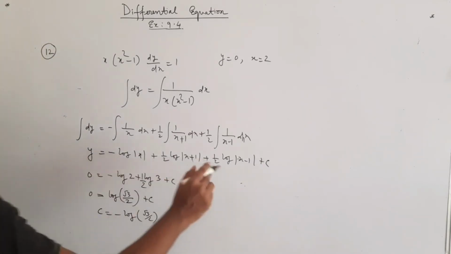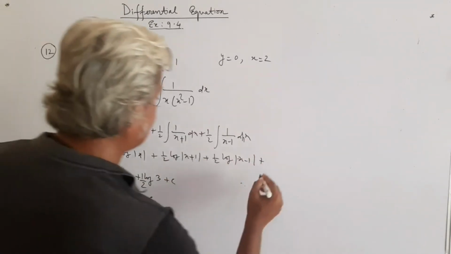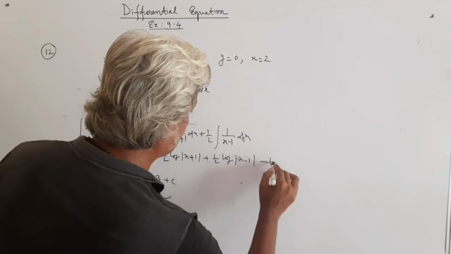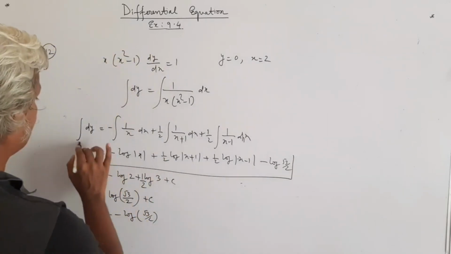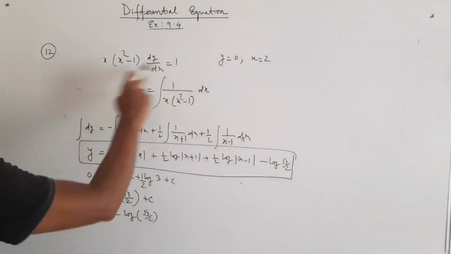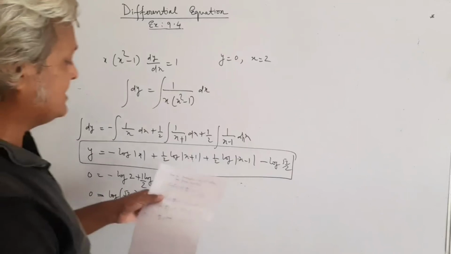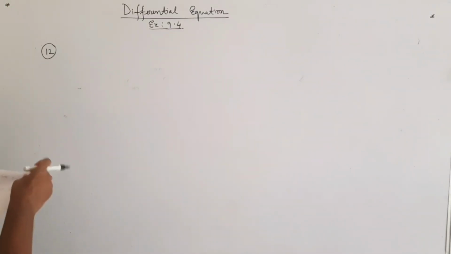So now in this expression, if I replace the value of c as minus log root 3 by 2, this whole expression will become a particular solution of this given differential equation, and this question is also done.